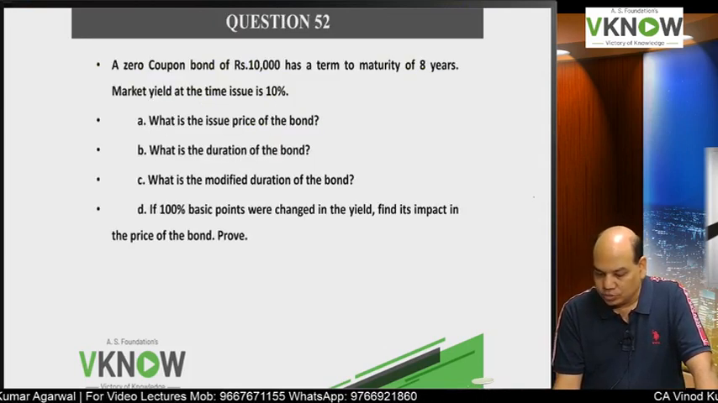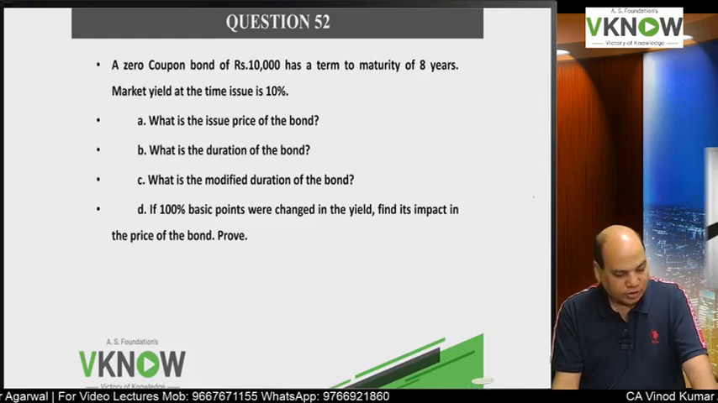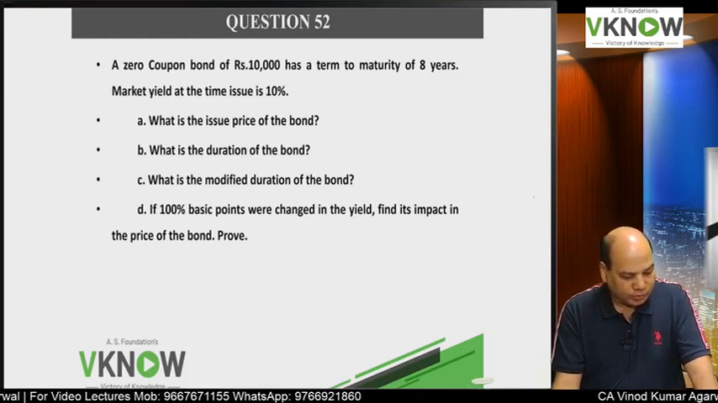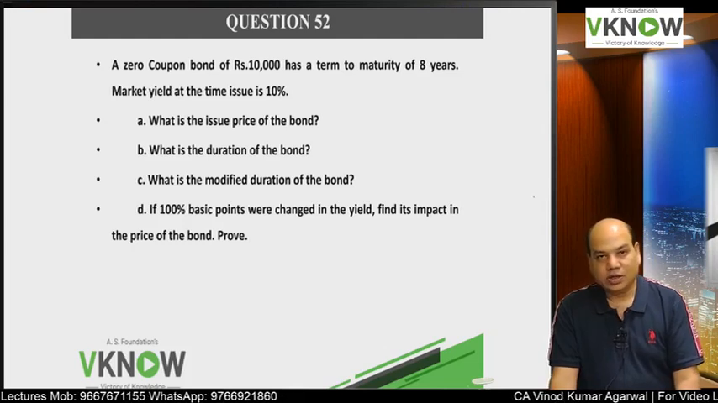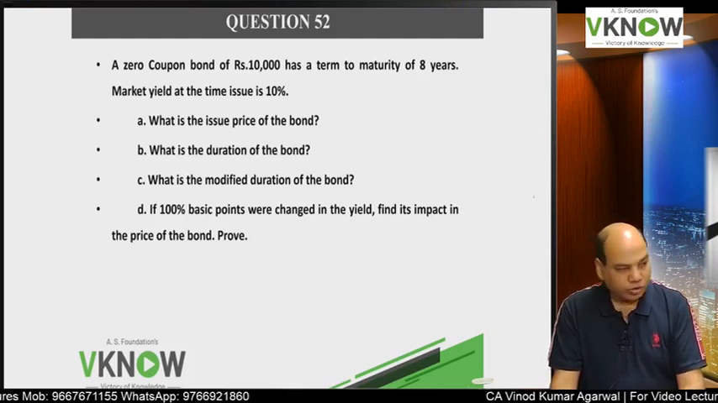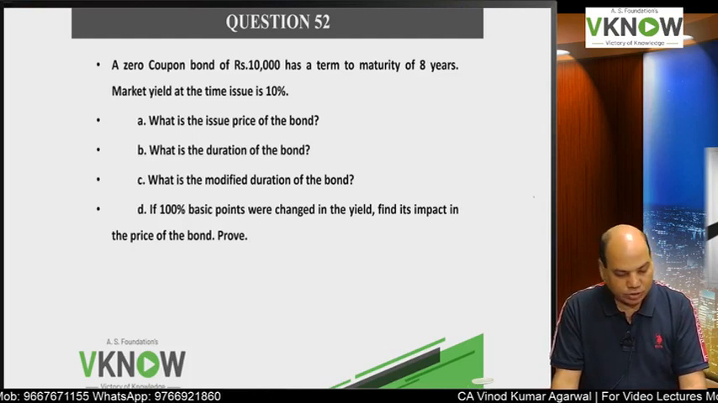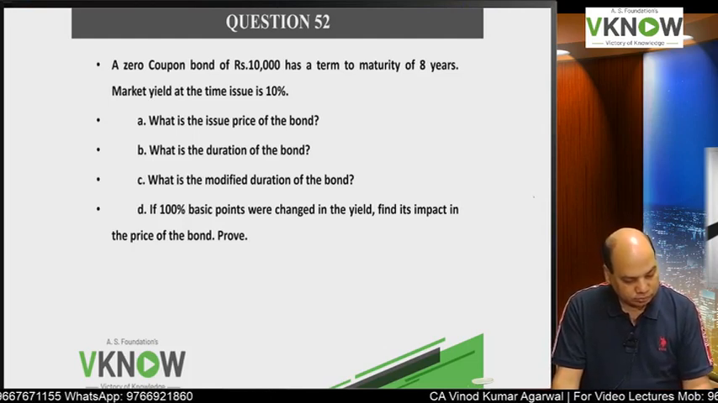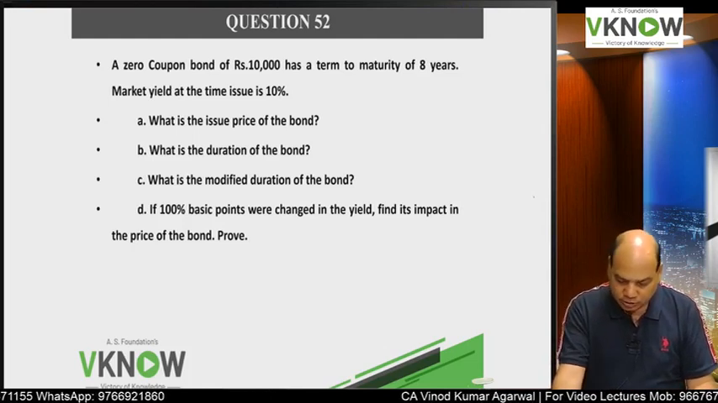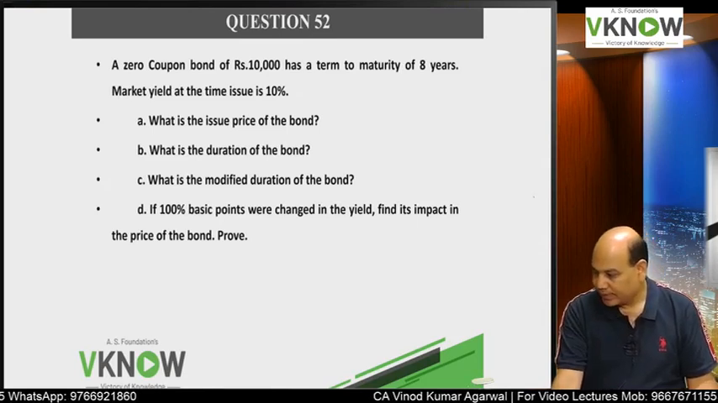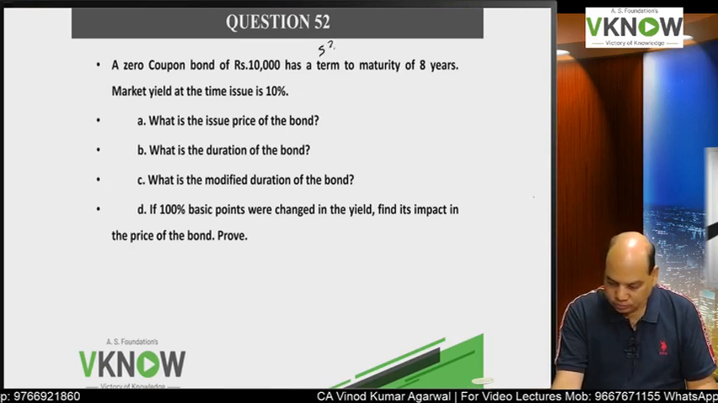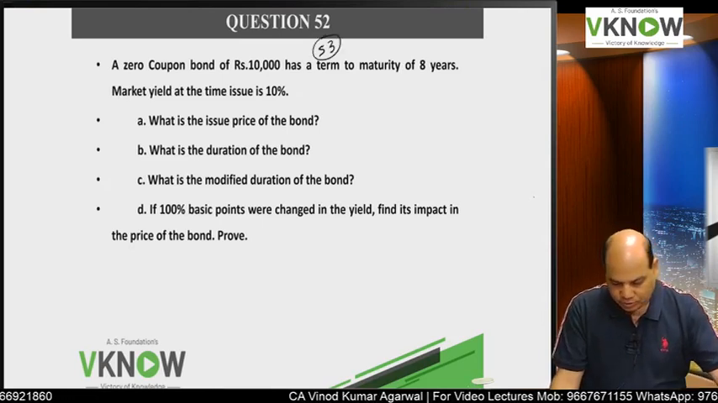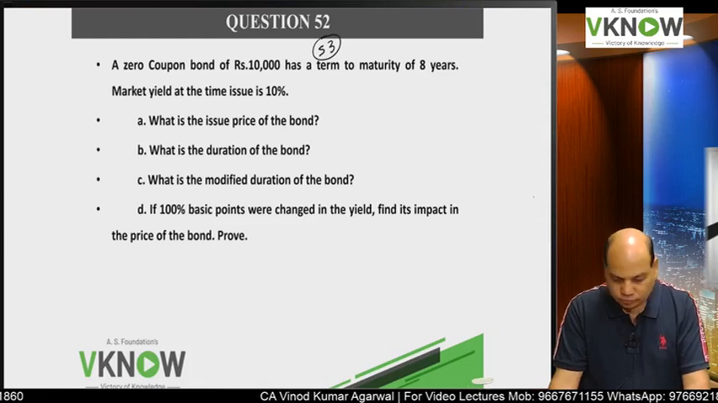Okay, now we'll come to another different question, number 52. 51 I will solve after some time. First we'll solve few easy questions and then we'll take some more advanced questions. Question number 52 is a zero coupon bond. Sorry, it is 53. This is 53.